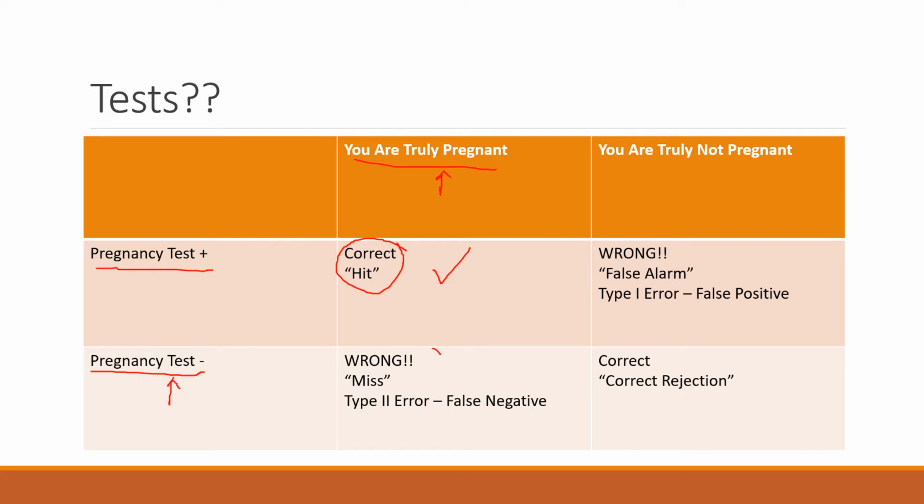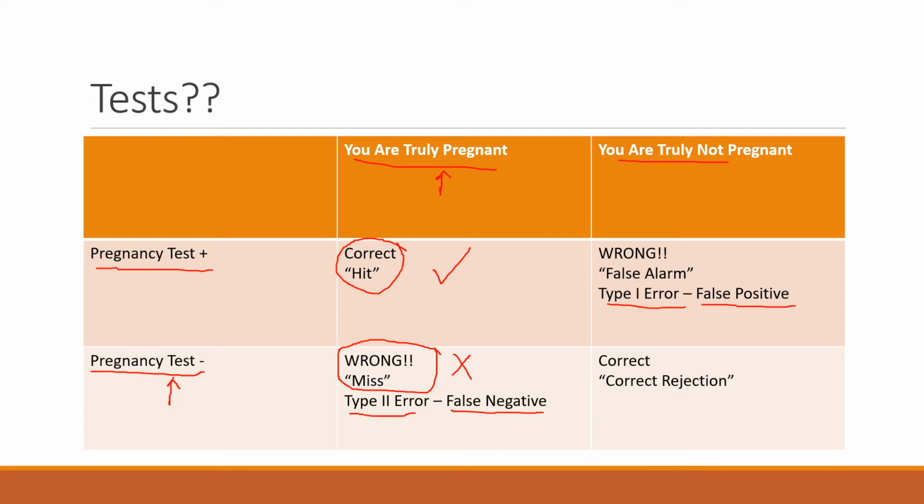And so this is an incorrect result, an error, right? The test is wrong. And this is a specific kind of error. It's called a type 2 error or a false negative. It's a negative test, but it's false because you really were pregnant. Now, so this is one way to be wrong, right? There's also the type 1 error, which is a false positive.